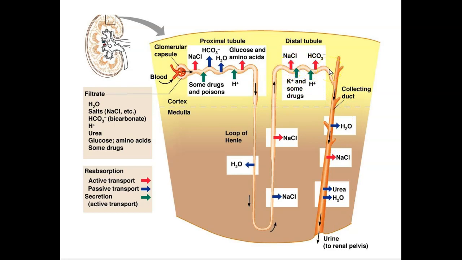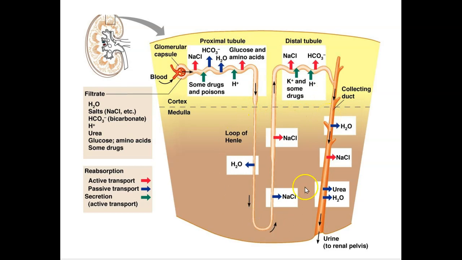and secretion. Secretion is when we're moving materials from the blood back into the filtrate so we can get rid of it. And this is how we get rid of a lot of medications and drugs, antibiotics like penicillin, excess potassium, waste products, etc. And this is how we form our urine.